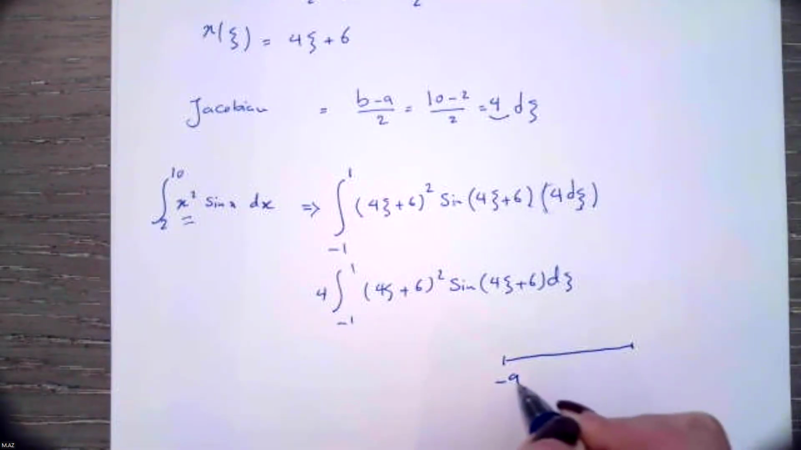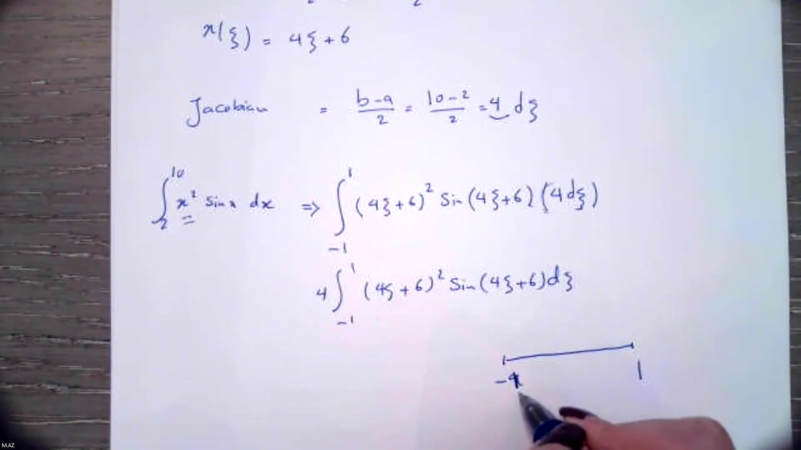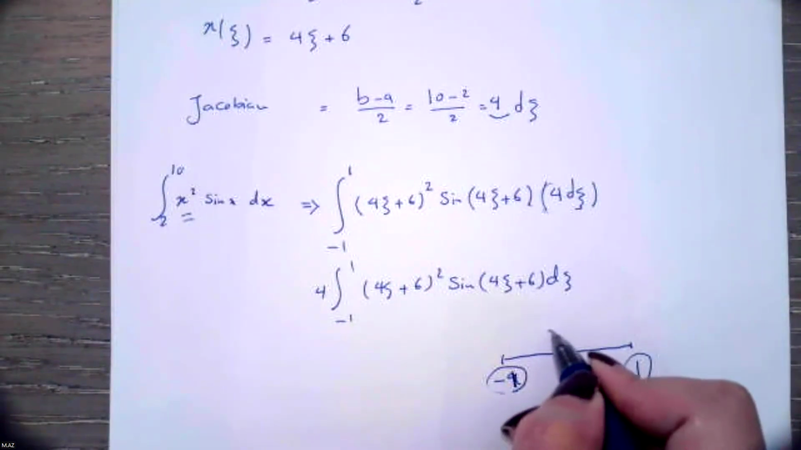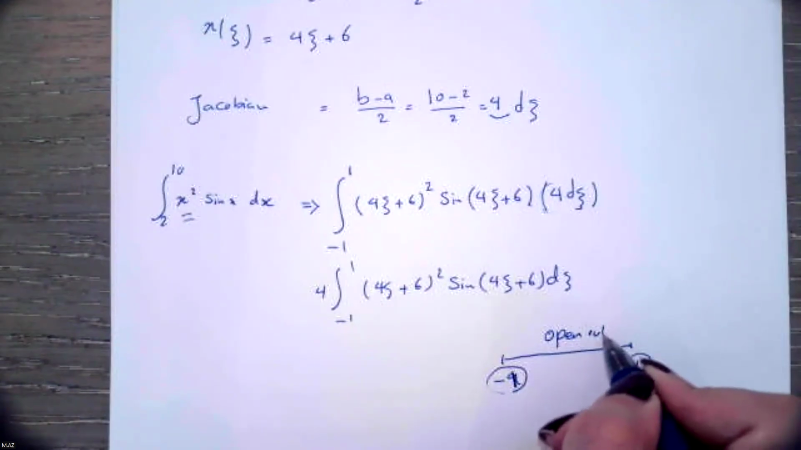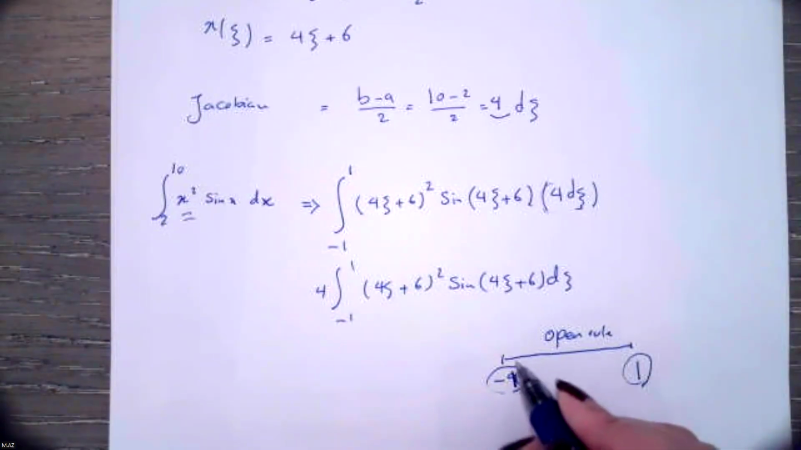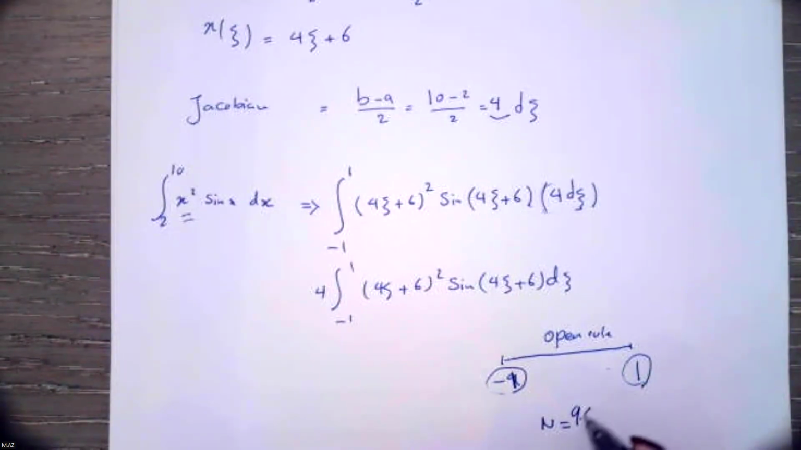For the Gauss-Legendre rules, we never evaluate a function at -1 and 1. For this reason, this method is called the open rules, and we can apply this method for singular endpoints. The maximum number of points that we evaluate in this range from -1 to 1 is 96. This is a brief summary from the last session.